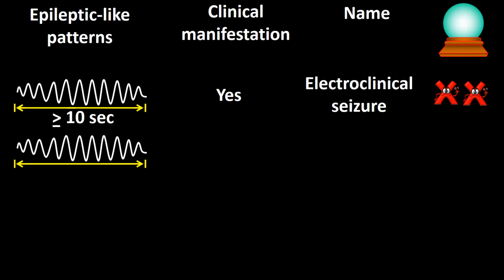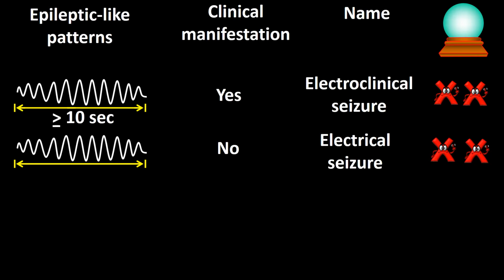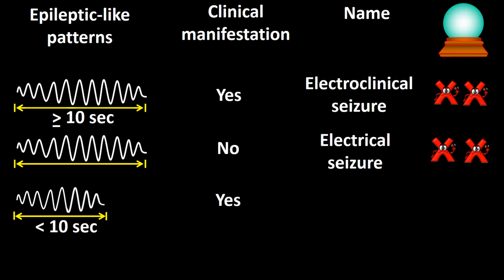An activity lasting the same duration, not associated with clinical manifestations, is called an electrical seizure or an electroencephalographic seizure. And they also carry a poor prognosis. An activity with similar characteristics but lasting less than 10 seconds, in conjunction with clinical manifestations of the type usually seen with proven seizures, is referred to as an electroclinical seizure. And it has a poor prognosis but better than those prolonged electroclinical seizures.